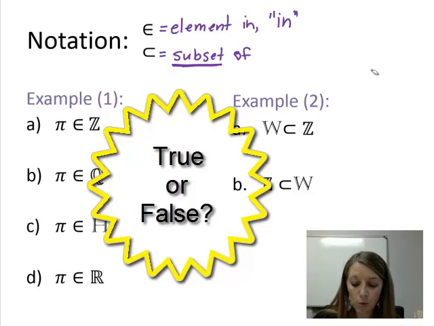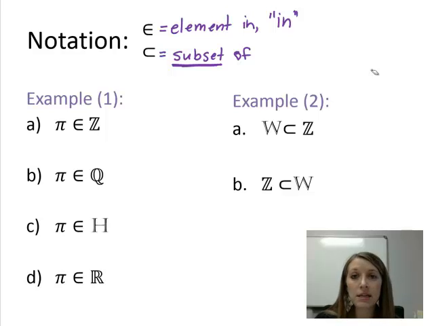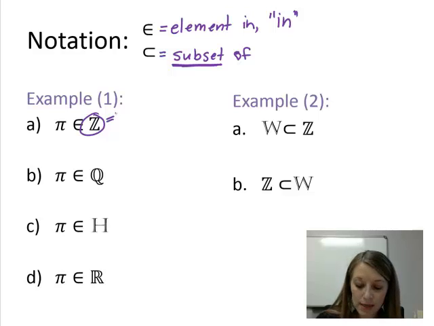So, example 1, part A asks if pi is in the Z group. And this is why I gave you those symbols earlier, so when you saw problems like this, you know what it's talking about. The first thing that you probably should do is look up what is the Z group and what exactly fits into that group. The Z group is integers, and the integers are all positive and all negative whole numbers.